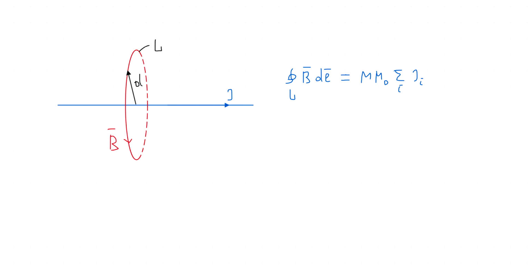And the direction of the element of this circuit dl will have the same direction as vector b. So I'll try to show this on the picture. Here we have the element dl. The element dl has the same direction as vector b, according to our choice.